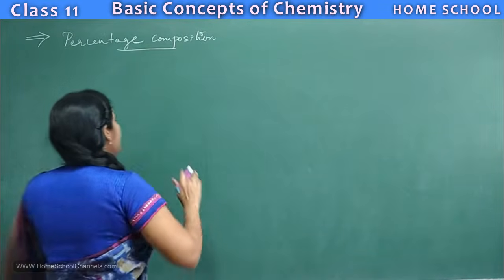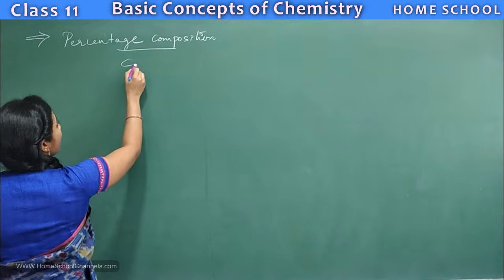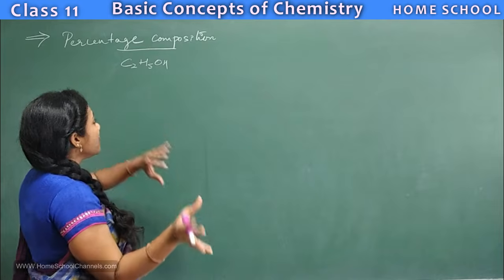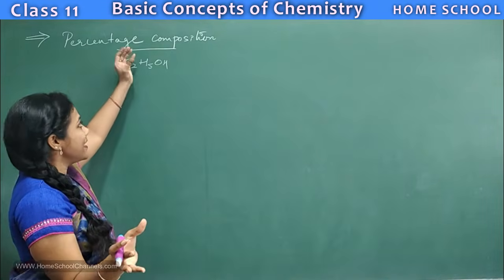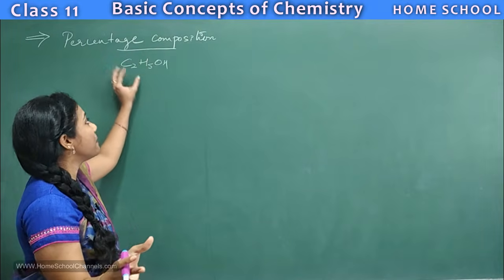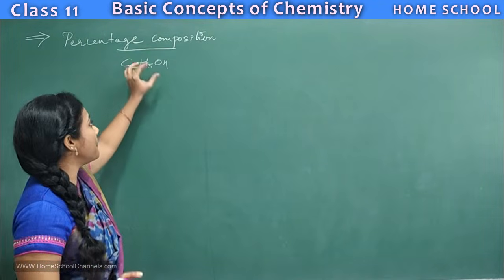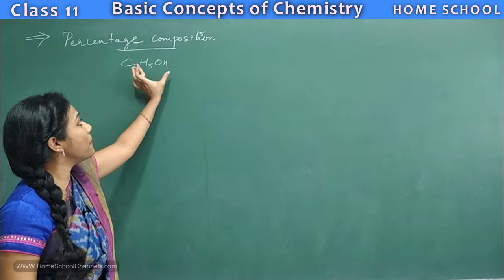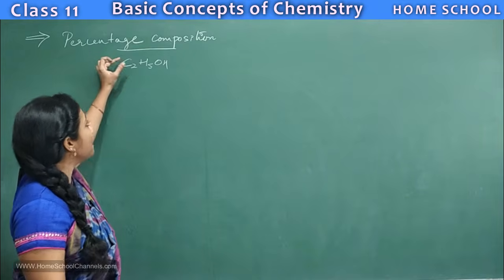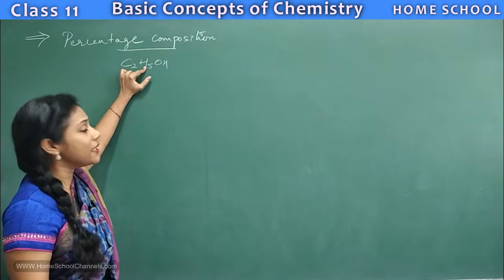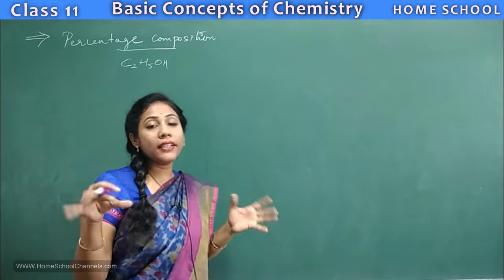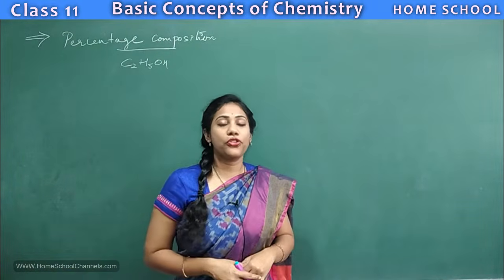That means, say for example, you have ethyl alcohol, C2H5OH, and if I ask you to what extent, how much percent, oxygen is present in this particular molecule. Say, what is the percentage of oxygen present in a molecule out of 100, right? What is the percentage of carbon present in this molecule? What is the percentage of hydrogen present in this molecule? You know, this is the information we require most of the time.